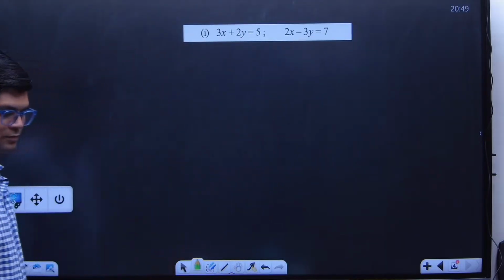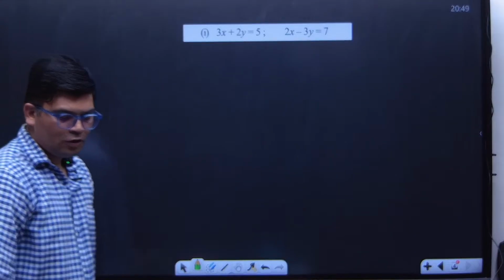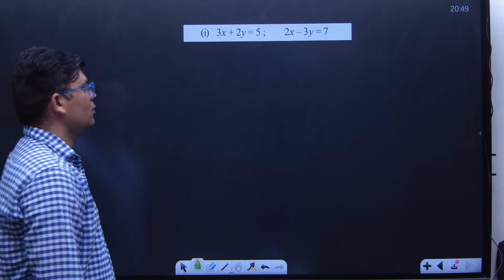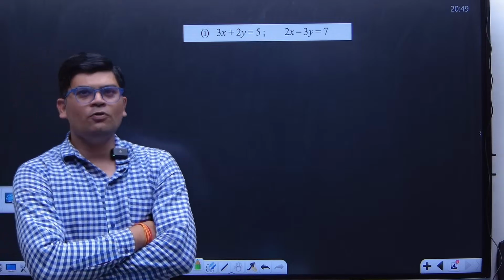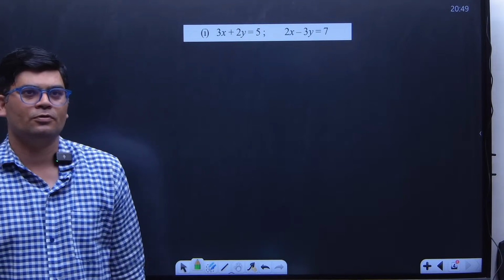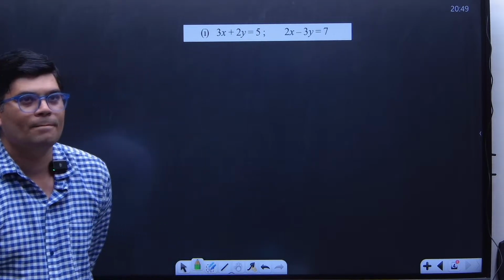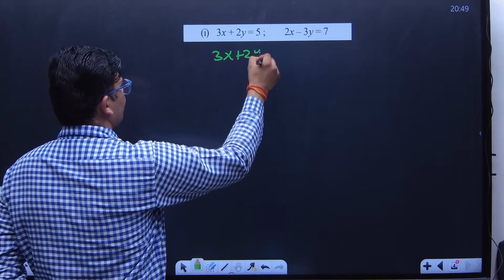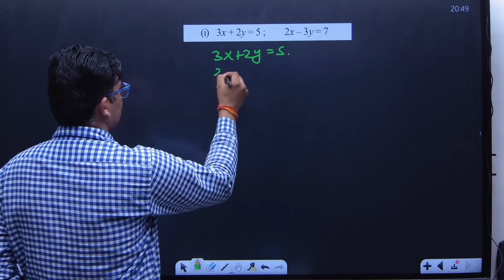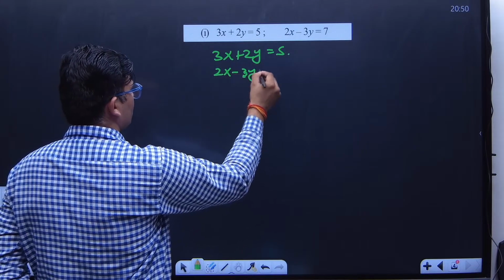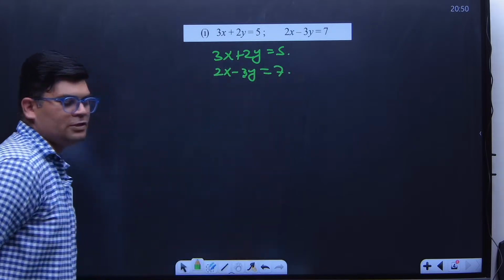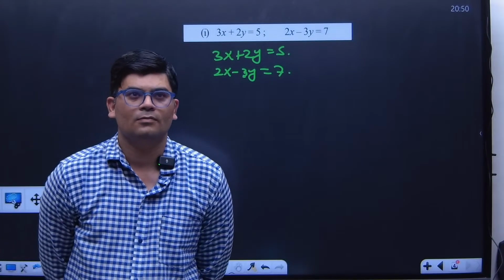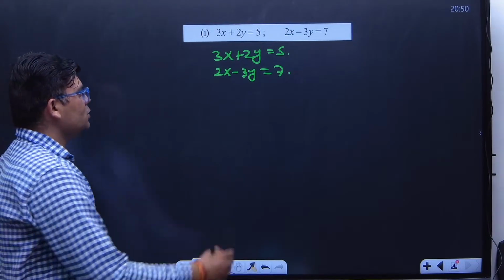First question. Tell me how you are going to solve this. What is the first step that you will do? You have to substitute y. From where you are going to substitute? This is the first equation for you. This is the second equation for you. Tell me from which equation you will substitute y. You have a choice. First one. Then tell me what is y going to be equal to?